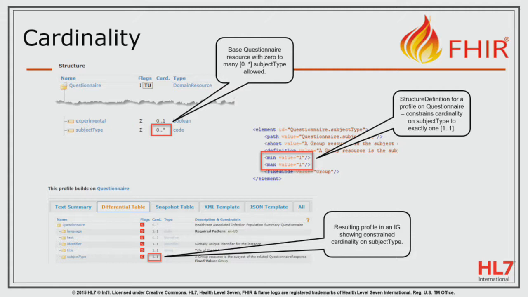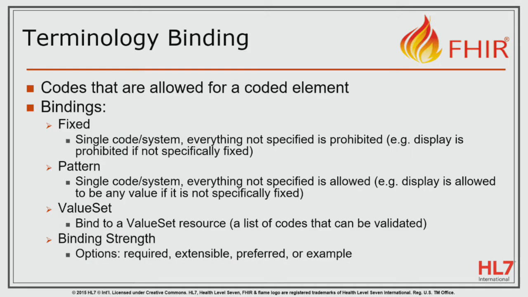And then when this all gets magicked by the IG publisher, the resulting profile shows up in the differential. The subject type has been changed to 1 to 1. I'm going to go back and forth.